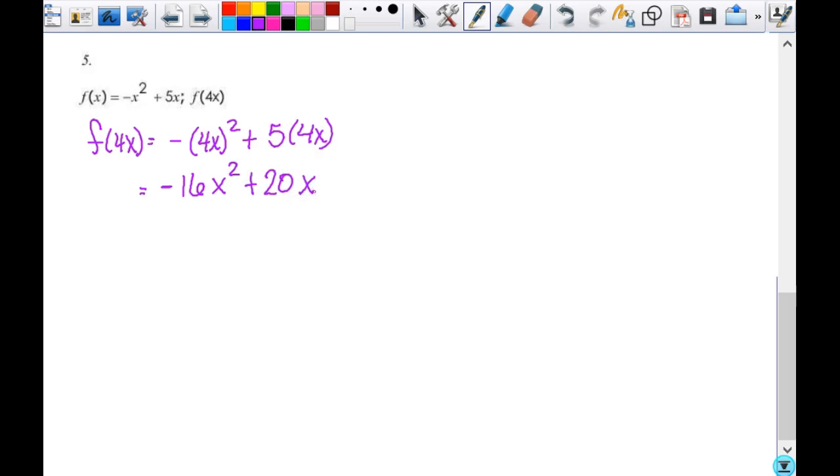Now, could I factor this? Yes, I could. I could factor out a GCF. It says to evaluate, we substituted it in, we simplified it. I can say this is f of 4x, and I am done. Don't do extra stuff just because you're capable of doing extra stuff.